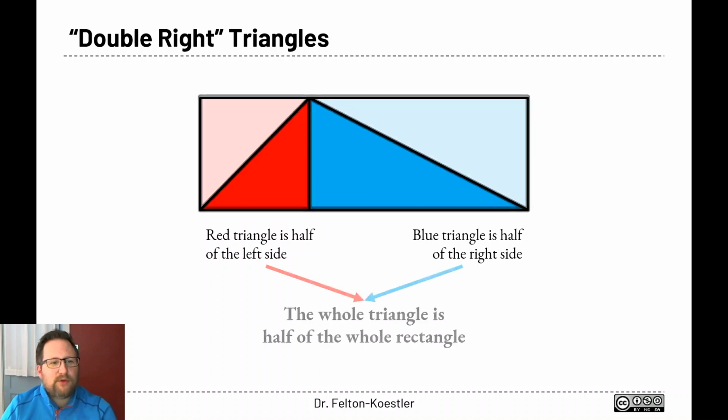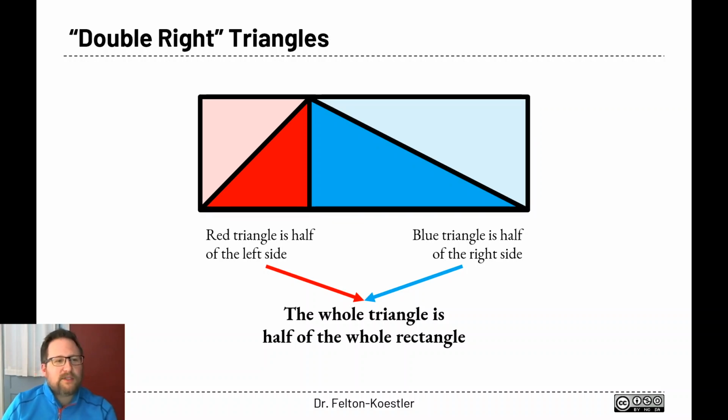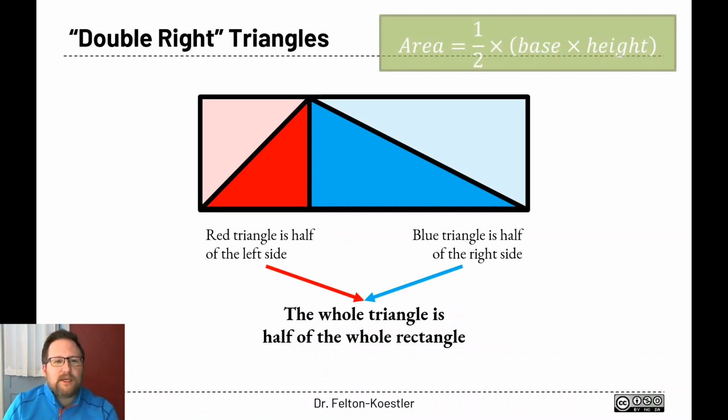And so when I put those ideas together, I see that the whole triangle has got to be half of the whole rectangle. I just want to say that again. Because the red triangle is half of the left side, and the blue triangle is half of the right side, that means the whole triangle must be half of the whole rectangle. So that gives us, again, our formula that the area is 1/2 base times height, because I already know how to find the area of that rectangle, which is base times height.